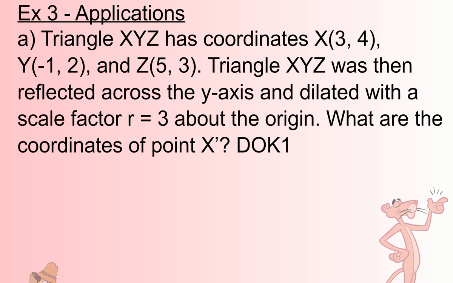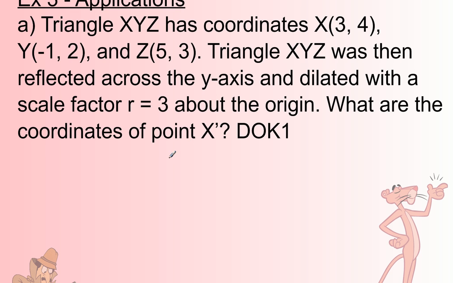Okay, so a little image might help us, a little model. So 3, 4, yes, 1, 2, 3, 1, 2, 3, 4. That'd be x, and y would be -1, 2, and z would be 1, 2, 3, 4, 5, 1, 2, 3. All right, so that's about what this looks like.